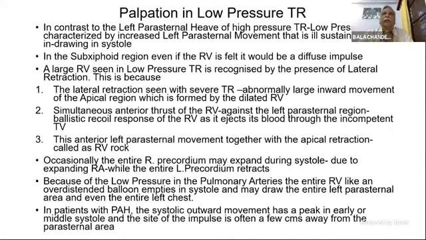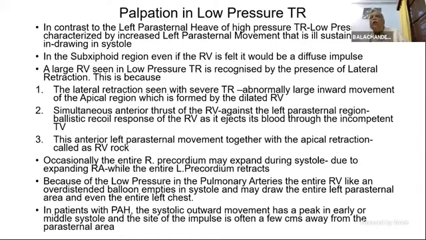Next slide. Now, what about the palpation in low pressure TR? This is very important. It has to be done and demonstrated. So in contrast, the left parasternal heave of high pressure TR is very easy to demonstrate because you will know that there is a sustained heave. And in the subxiphoid region, the RV is felt as an impulse. Just like you have a sustained apical impulse in LVH, you will find it in the RVH. But in low pressure TR, you will not get this. You will get a lateral retraction seen with severe TR. This is where the importance of lateral retraction is.